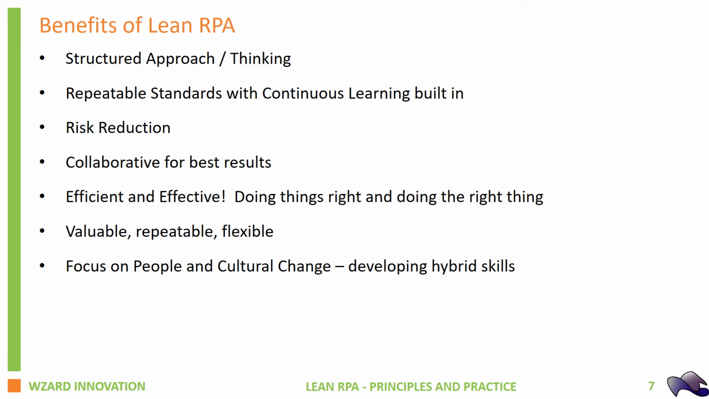Which leads neatly to the next topic, which is focusing on people and cultural change. Many automation programs can begin with a key focus on technology. And that's not surprising. But actually, when you look across the many technologies available, the biggest challenge is rarely the technology itself, but rather the adoption by the people. So actually focusing on people and culture as well as the technology is a key component of any program.